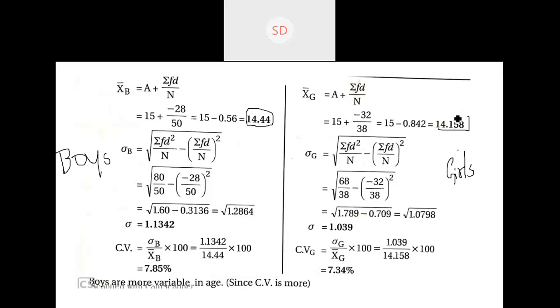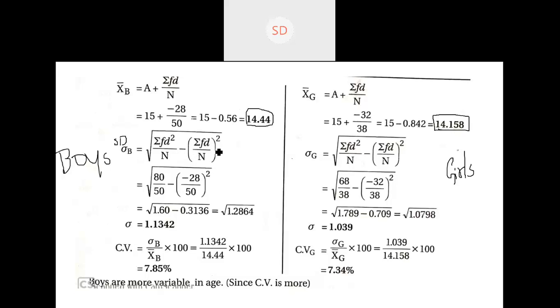After this, we are supposed to calculate the standard deviation. That is, sigma is equal to, for a discrete series, the standard deviation formula: square root of sigma FD square by N minus sigma FD by N whole square. Same thing applies for the girls' calculation also. Now let's just see the data.